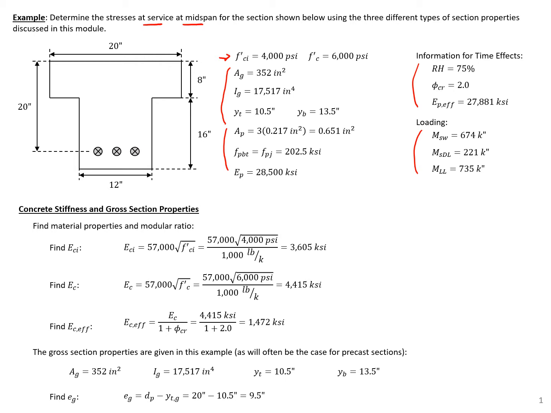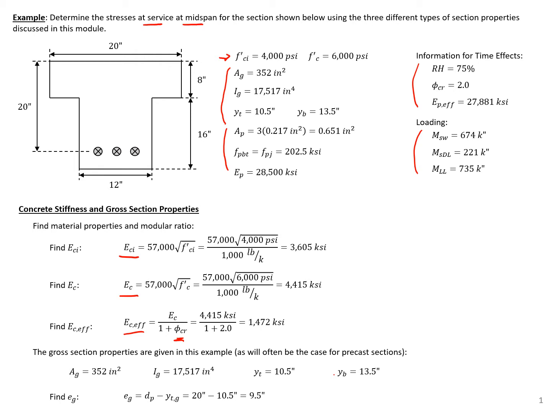The first thing that we can do is find our different material properties. Here we have our modulus at release, just using our ACI equation, our modulus for the concrete, or the ultimate strength of the concrete, and our effective modulus, which takes into account the effect of creep with our given creep coefficient.